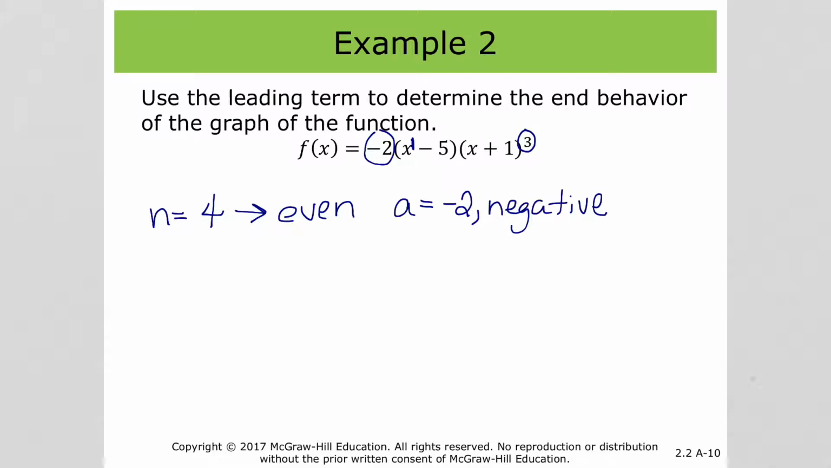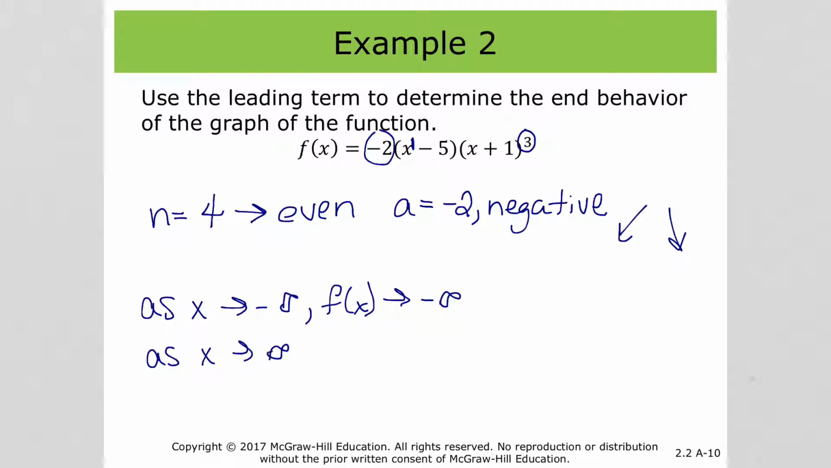Okay? So since we have an even degree, then we were either up, up, or down, down. But since it's negative, then we have to be down, down. So as x approaches negative infinity, then f of x approaches negative infinity. As x approaches infinity, f of x approaches negative infinity. So as we go to the left, we're going down. As we go to the right, we're going down.